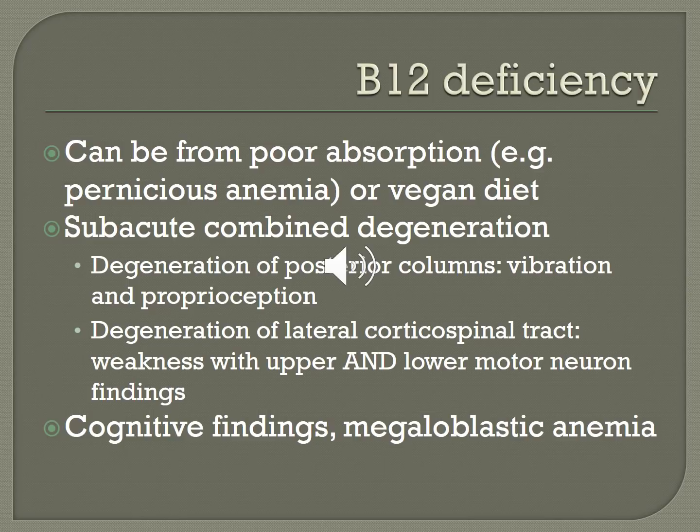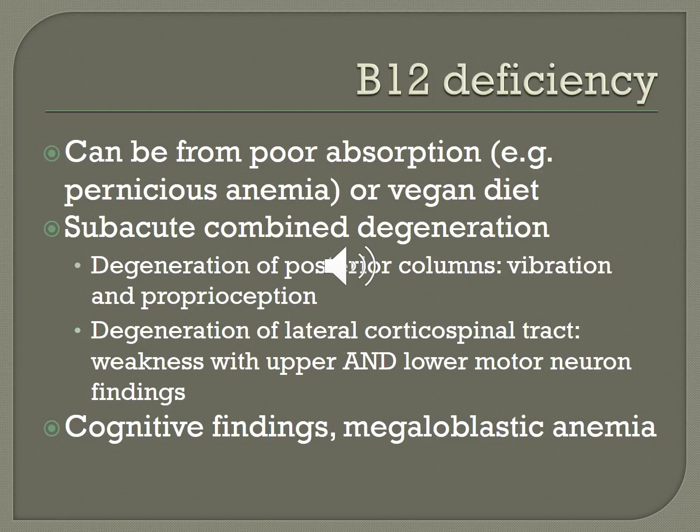So the clinical picture, or the clinical syndrome, is called subacute combined degeneration, and this is because there's degeneration of the posterior columns, which include the vibration and the proprioception sensations. So you'll have sparing of pain and temperature. You also get degeneration of the lateral corticospinal tract. So you'll have weakness with upper and lower motor neuron findings.